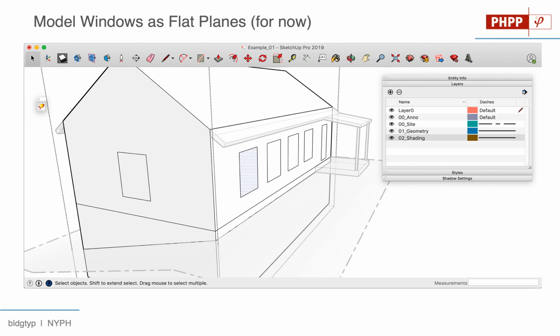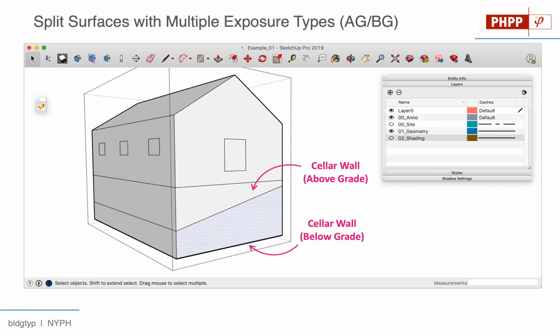And remember, PHPP can only accept rectangular windows. Remember, the PHPP window section asks us to input a length or a height and a width. It has no ability to take in arch top or round windows, triangular windows. So all of your windows have to be rectangles. So for the PHPP and for the DesignPH, all the windows have to be rectangles.